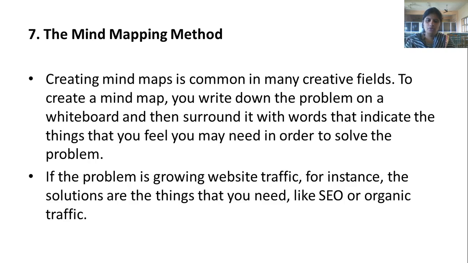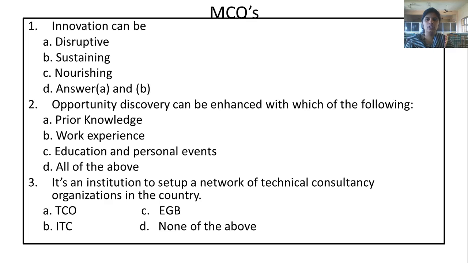If the problem is growing website traffic, for instance, the solutions are the things that you need, like SEO or organic traffic. Then MCQs. Innovation can be, A, disruptive, B, sustaining, C, nourishing, and D, answer A and B. So the answer is D, disruptive and sustaining, A and B.